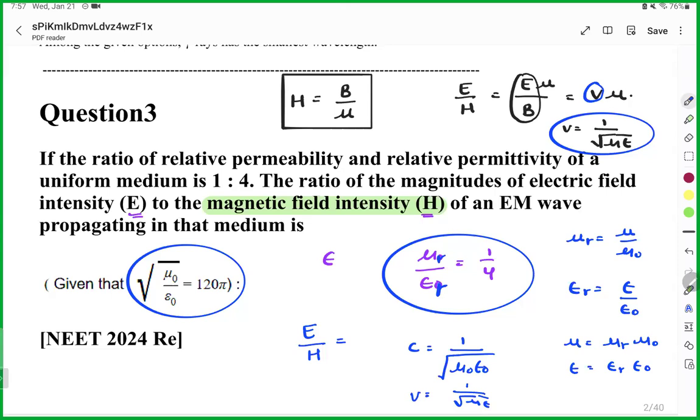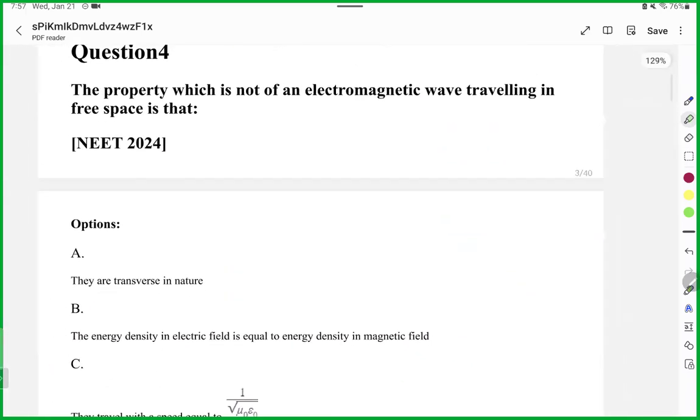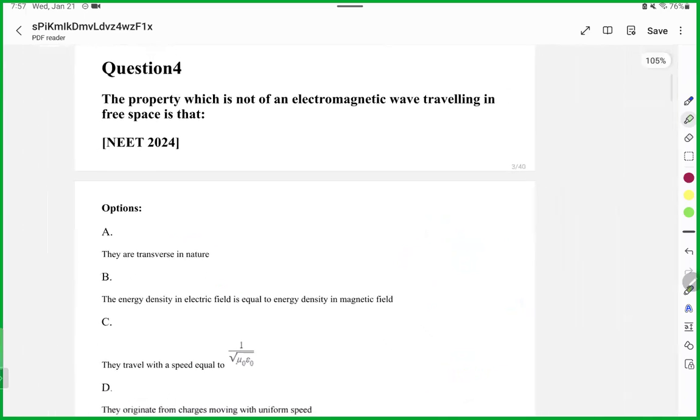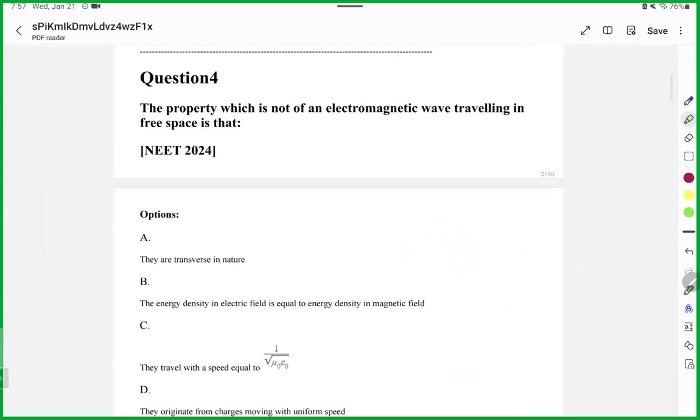Then put the value and get the answer. Sarah, any doubt? Chandana, any doubt? You solved the question already. Sarah, next question: which property does not hold for an electromagnetic wave travelling in free space?